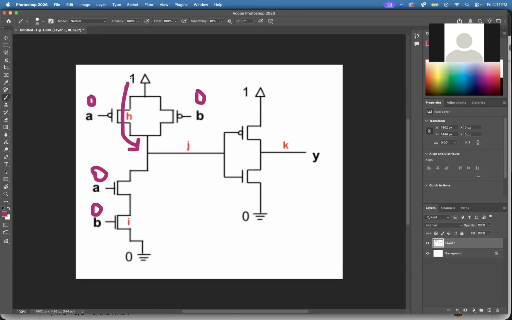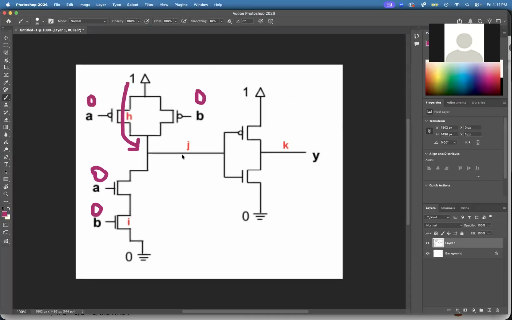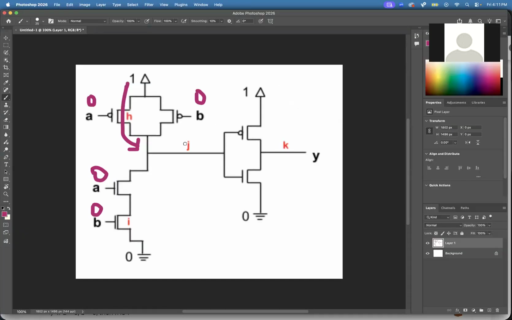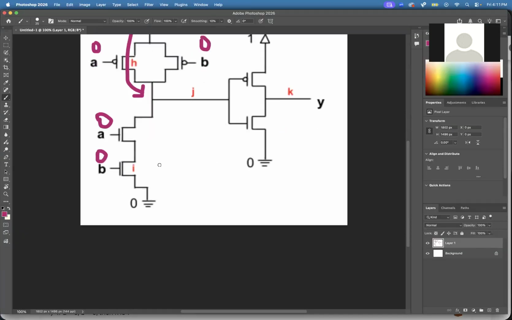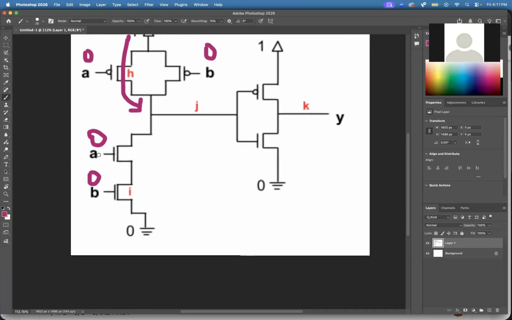So that means a 1 can make it through H. It says, does H conduct? Yes. Okay, what's the next one? I guess we're filling out all the letters. So if we go down here, A is still 0, and there's no little circle here, right? So this should not conduct. If it's a 0, you need a little circle to conduct. So if it's 0, this does not conduct. I should write no.